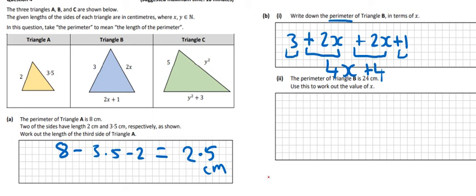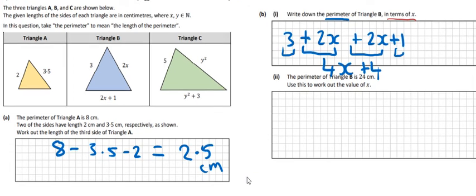So that is in terms of x. So it has an x in the answer. So that's what they wanted us to do. The perimeter of triangle B is 24 centimeters. So now use this to work out the value of x. Well, you have an expression already for the perimeter of the triangle B. So you know that 4x plus 4 is the perimeter of triangle B. But now they're telling you that the actual perimeter is 24. So that means that 4x plus 4 has to be equal to 24.